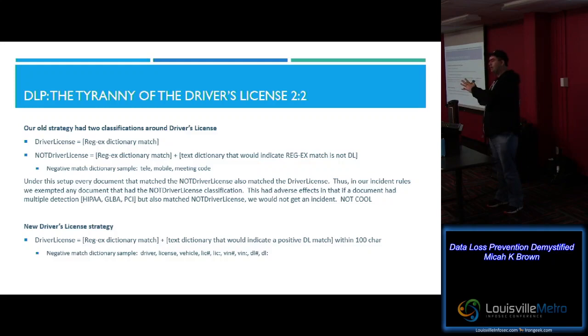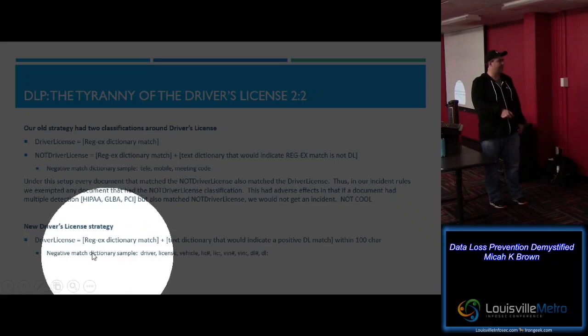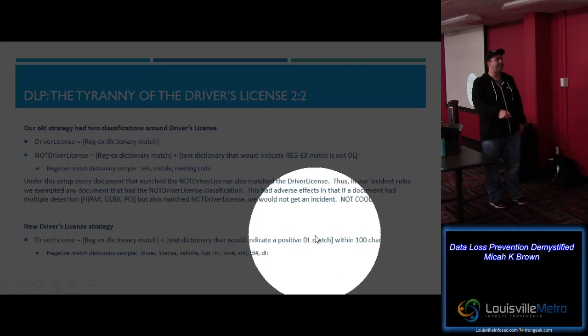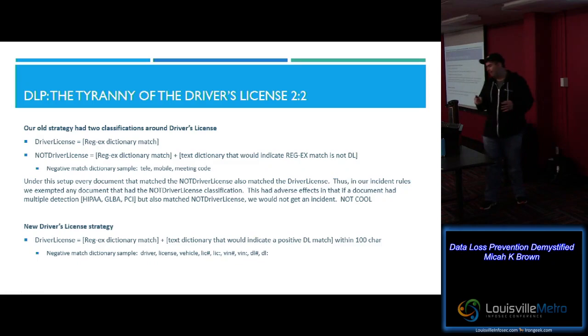So driver's license, we're still looking for the same regular expression match plus a text dictionary that indicates a positive correlation to a driver's license. So that was words like driver or license or vehicle or LIC number or LIC colon or VIN. Just something that would indicate that we had a true detection here. And that took our driver's license from our worst classification to one of our tightest, best performing overnight. And that was a huge win.